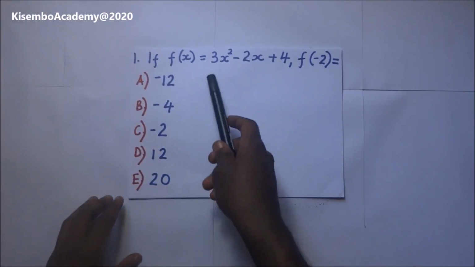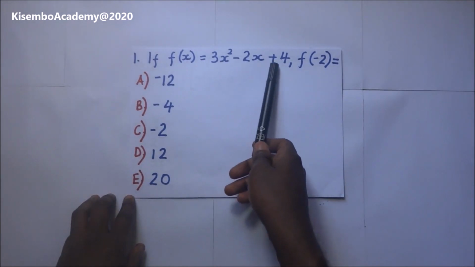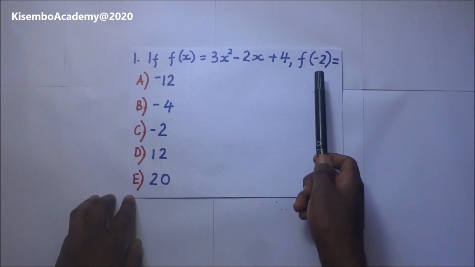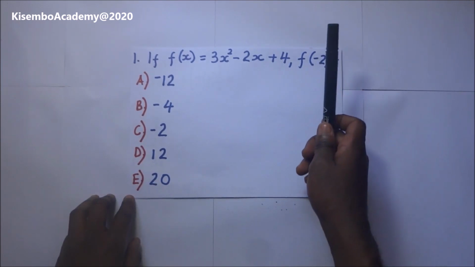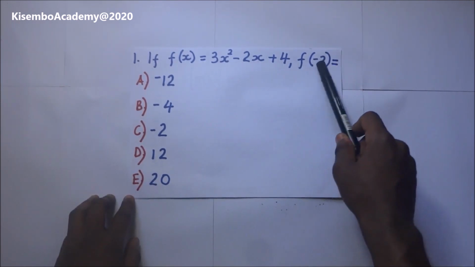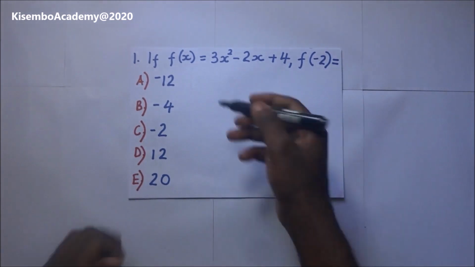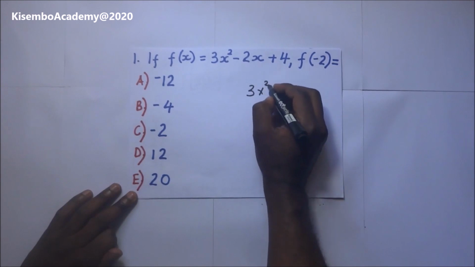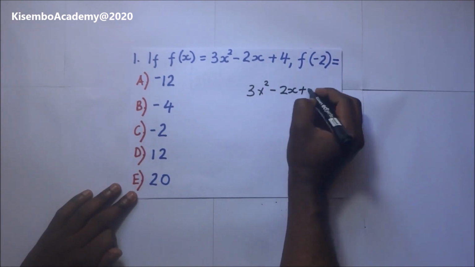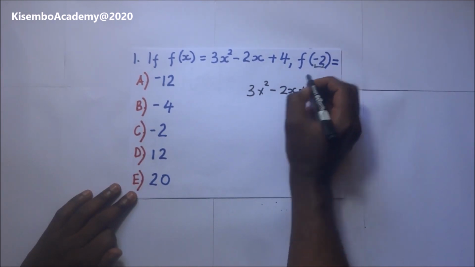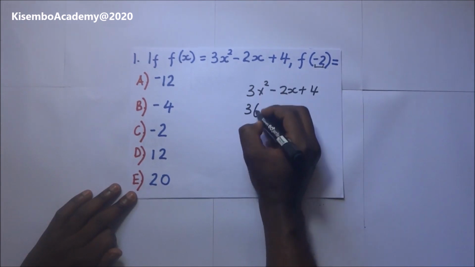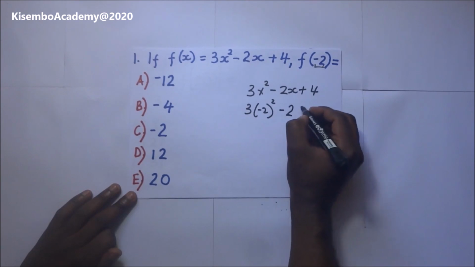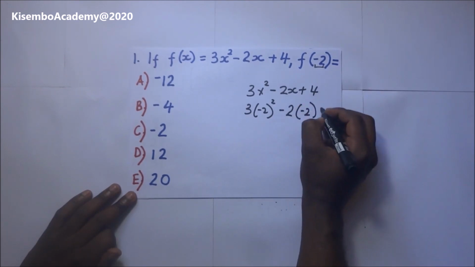We have f of x giving us 3x squared minus 2x plus 4. They're telling us to find f where the input is negative 2. In other words, they're asking us to find the value of the function, the value of y, when x is negative 2. So we substitute in there. It's going to be 3 times negative 2 squared minus 2 times negative 2 plus 4.